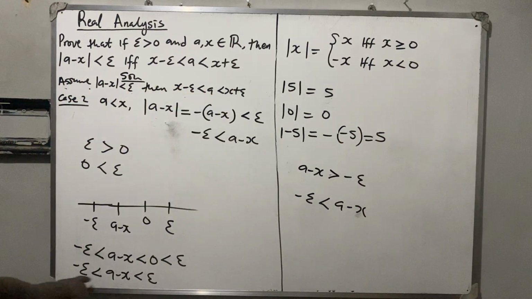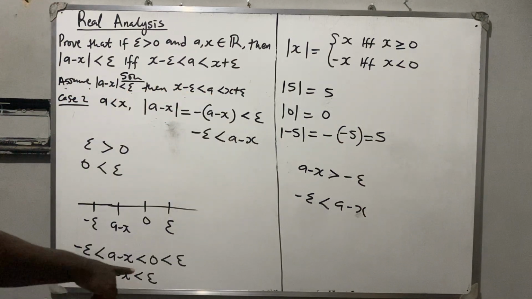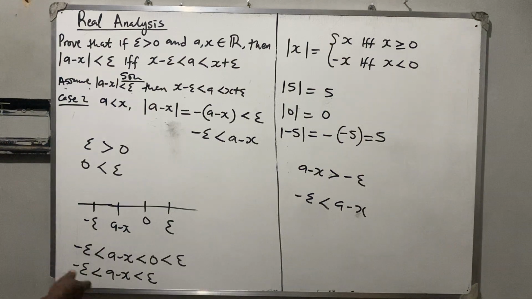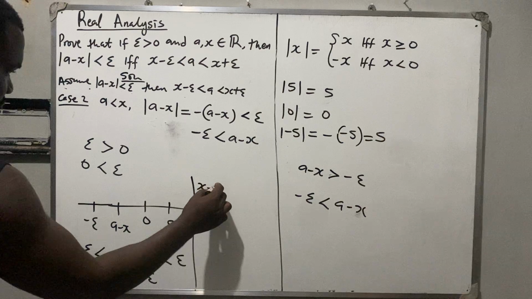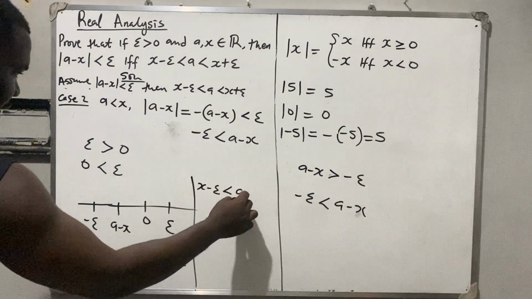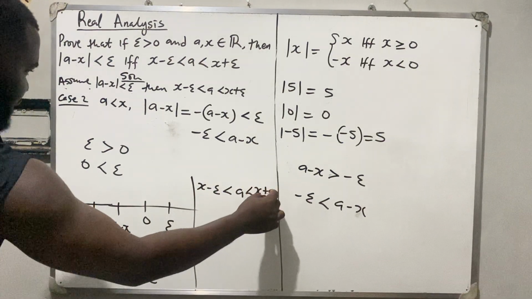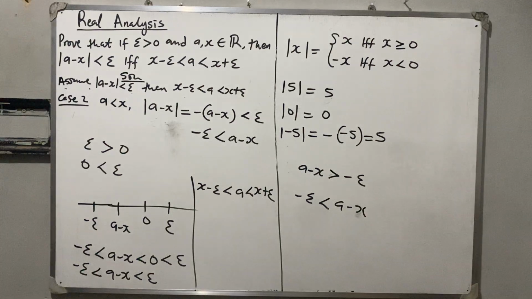If you look at it, what we do here is add x to all the sides. So if I add x everywhere, I'm going to have that x minus epsilon is less than a, which is less than what? X plus epsilon. So we proved the first one.